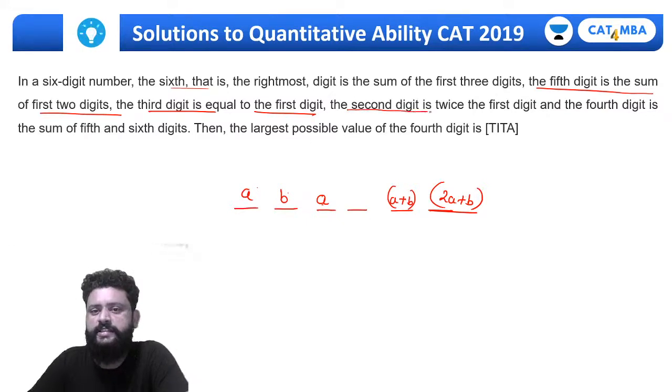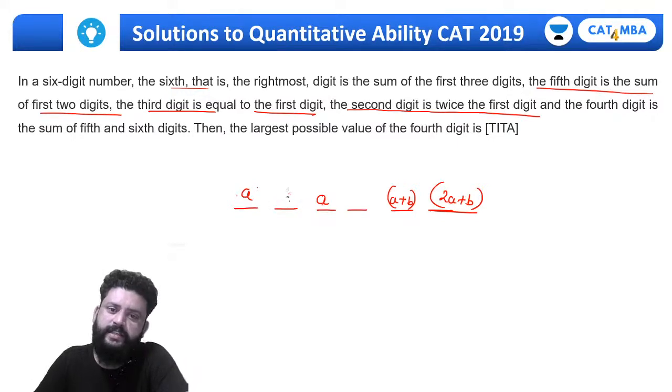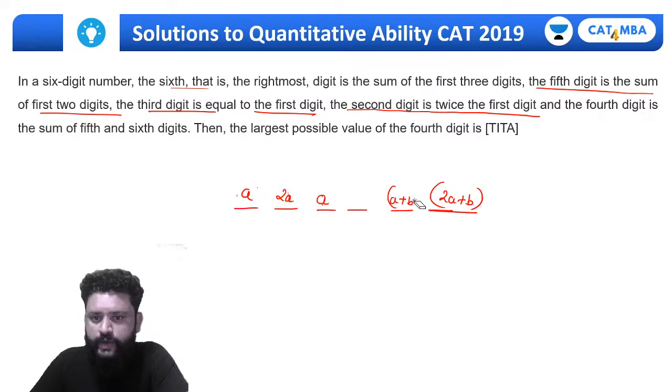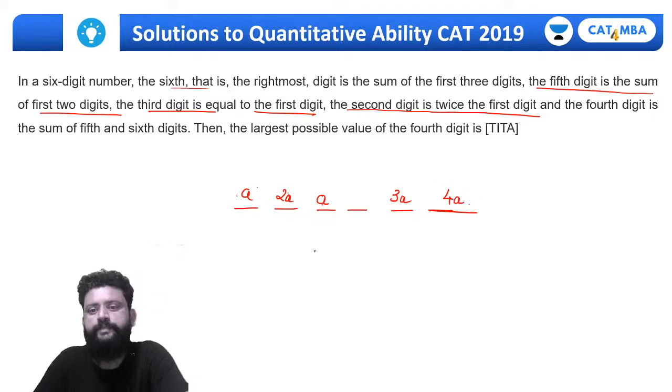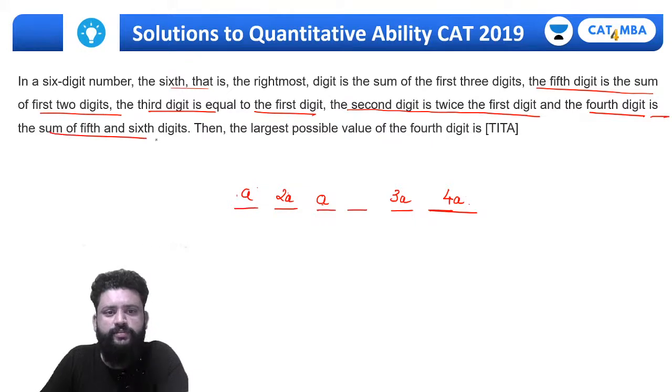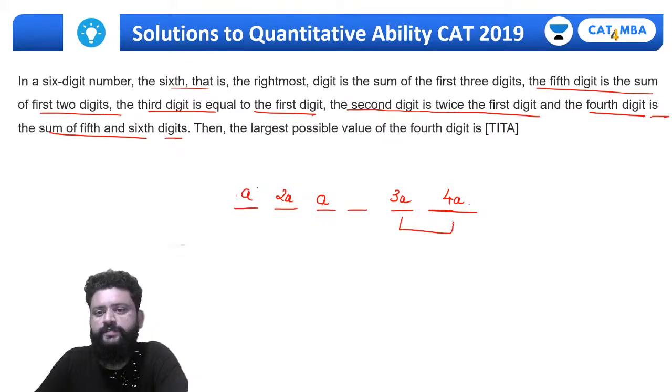Then the second digit is twice the first digit. Second is twice the first, मतलब B के जगह पे मैं twice of A लिख सकता हूँ. So instead of B, if I write 2A, this will be A plus 2A, which will be 3A. This will be 2A plus 2A, that will be 4A, right? And the next digit, the fourth digit, is the sum of the fifth and sixth. So 3A plus 4A, this has to be 7A.